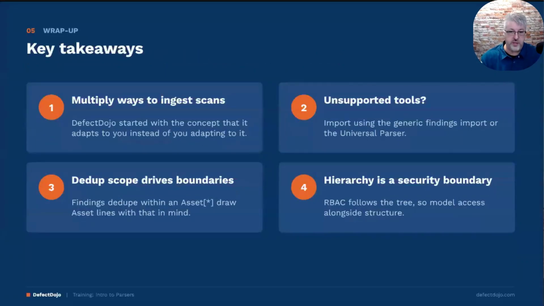So key takeaways, there's tons of different ways to get data into Dojo. It's like a data vacuum in some regards. So you have lots of choices, and fundamental to Dojo's initial creation, we never wanted to make you adapt to how Dojo works. We wanted to flip that model and have Dojo adapt to how you work, because no AppSec place I've ever worked at was the same.